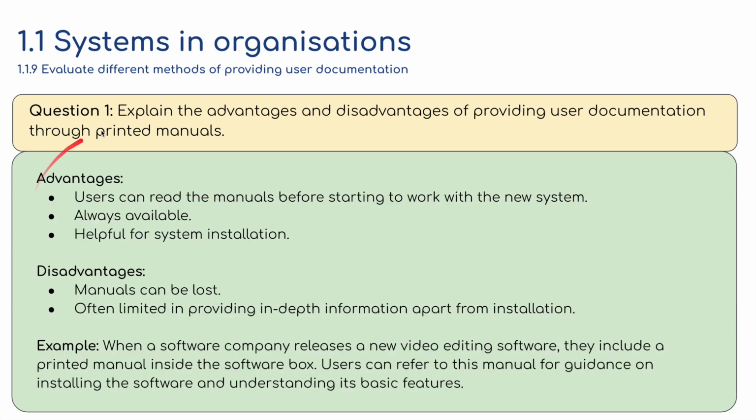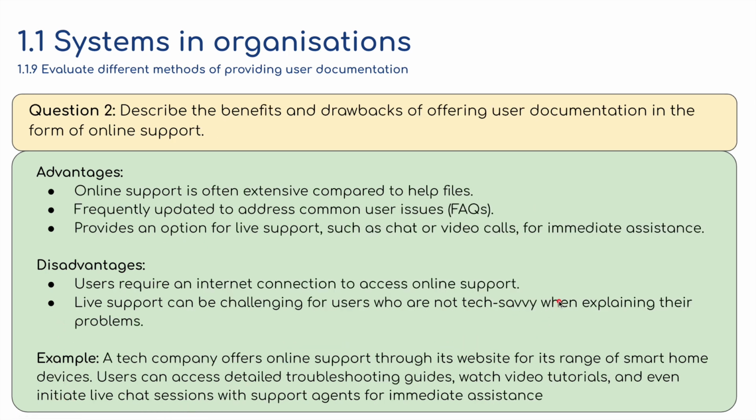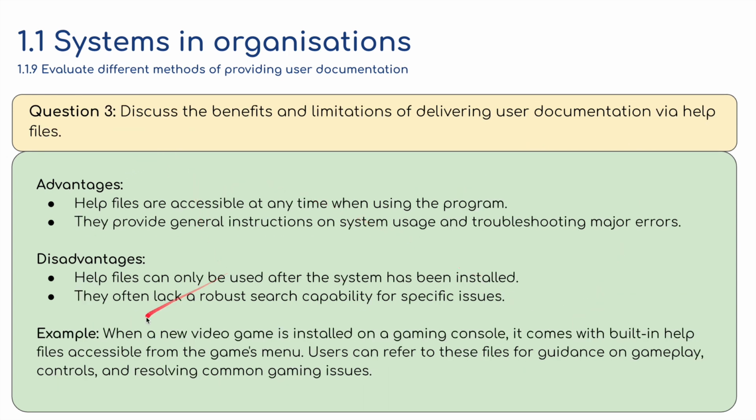Okay, so question 1, advantages, disadvantages, and an example. Okay, video editing software. Question 2, again, the same thing. This time we're looking at a tech company offering online support through its website. And then finally, question 3, we're looking at a new video game is installed on a gaming console. It comes with built-in help files.